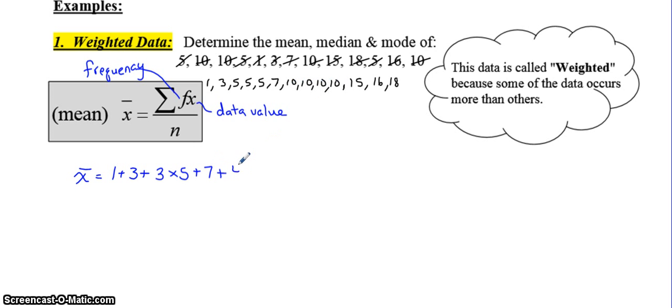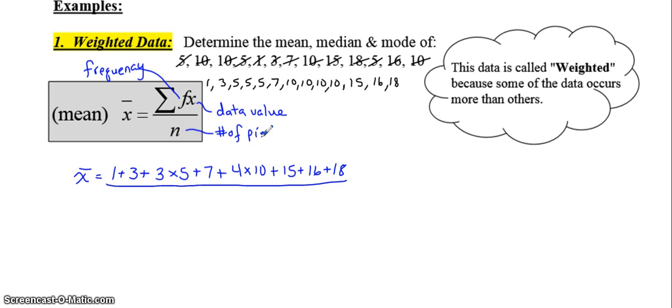there are 4 tens, and then a 15, a 16, and an 18, and divide it by the number of pieces of data, which is 13. When you do this calculation, you get approximately 8.8. So that's your approximately equal to sign.